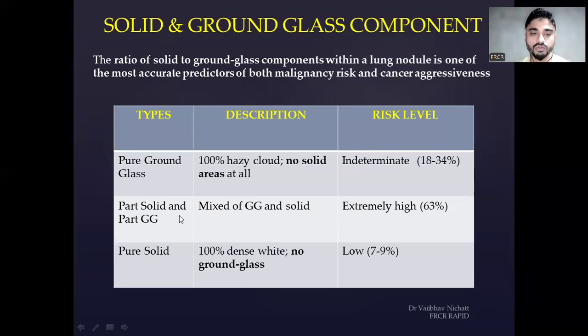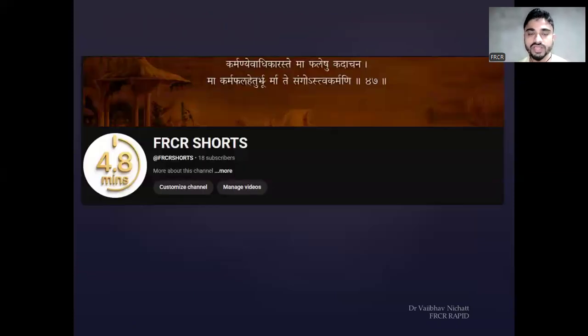Then if the lung nodule has both solid as well as ground glass component, the risk level of malignancy is very high. So from now on, if you encounter any lung nodule having both solid as well as ground glass component, then you have to raise a possibility of malignancy, because in those cases the risk of malignancy is almost more than 50%. If you biopsy such lesions, there are more than 50% chances that the lung nodule will turn up malignant.